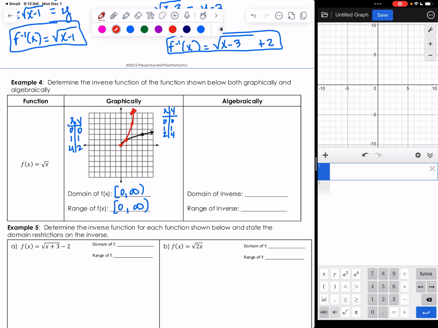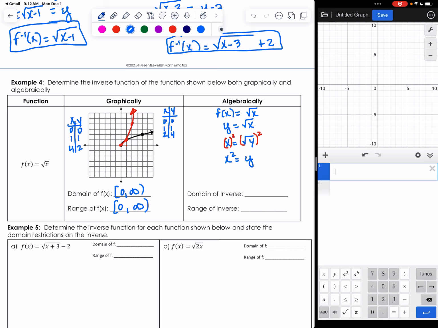All right, so algebraically, let me write down, our original function was f of x equals square root of x. So I'll replace the f of x with y equals. So y equals square root of x. I'll switch the x and y. So x is equal to square root of y. And then I want to get the y by itself. So the opposite, or the inverse, of square root is the square function. So I want to square both sides. So x squared is equal to y.